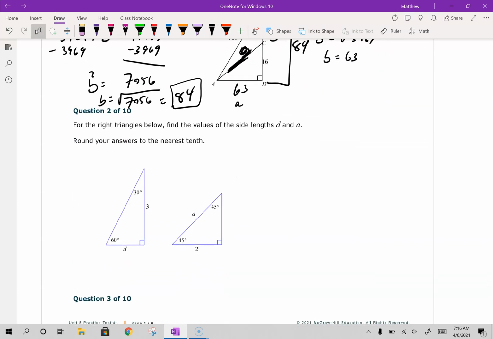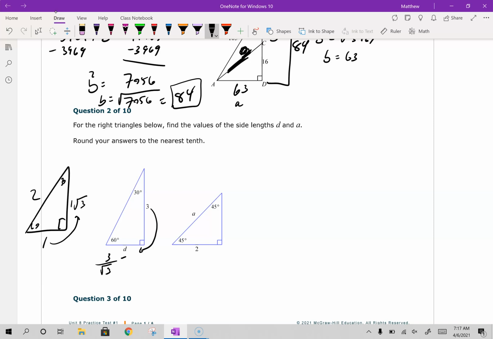Question 2. For the right triangles below, find the values of the side lengths d and a. Round your answer to the nearest tenth. So this is a special right triangle. Special right triangles for 30, 60, 90: this is 1, this is 2, and this will be 1 times the square root of 3. So to go this way, what we're doing is 3 divided by the square root of 3. See how we multiplied by the square root of 3 to go this way? So this way we divide.